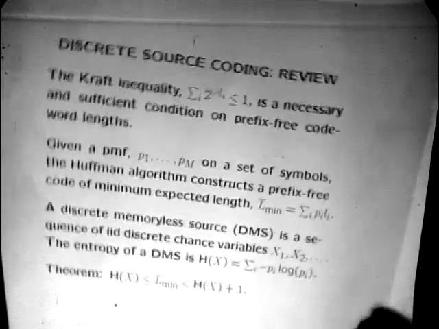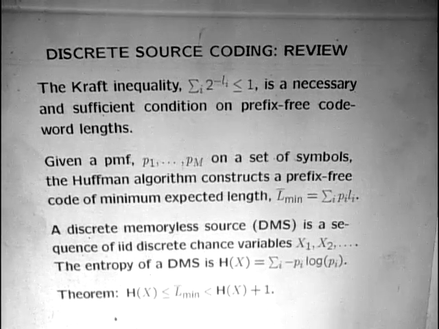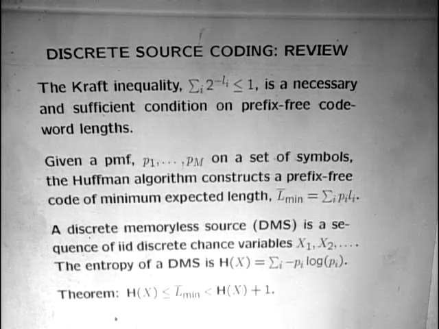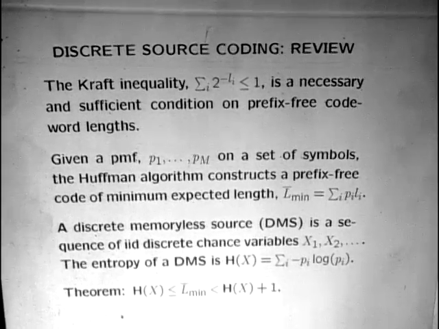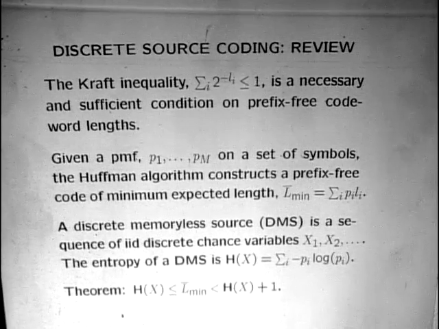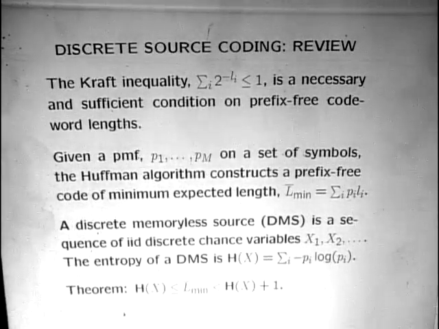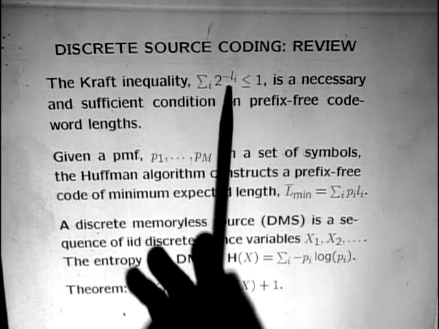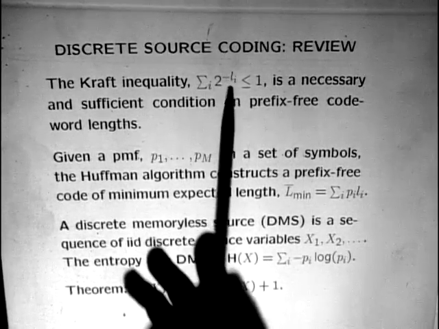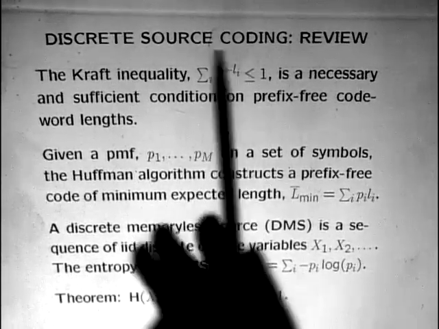Okay, so let's review a little bit about what we've done in the last couple of lectures. We talked about the Kraft inequality. And the Kraft inequality, you remember, says that the lengths of the code words in any prefix-free code have to satisfy this funny inequality here. And this funny inequality, in some sense, says if you want to make one code word short, by making that one code word short, it eats up a large part of this fraction.